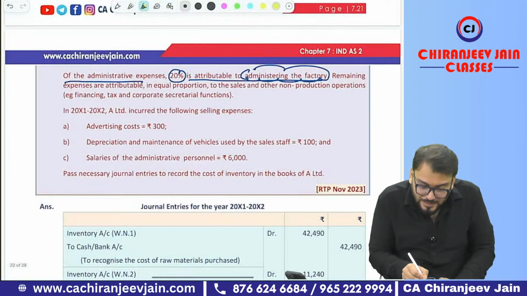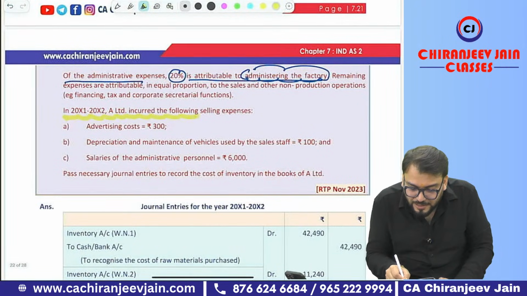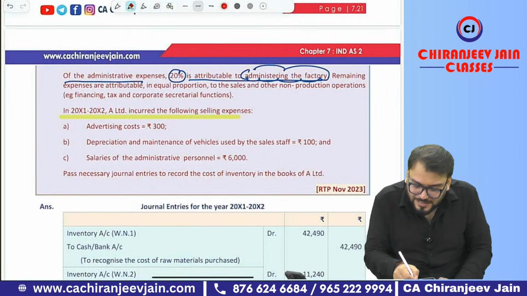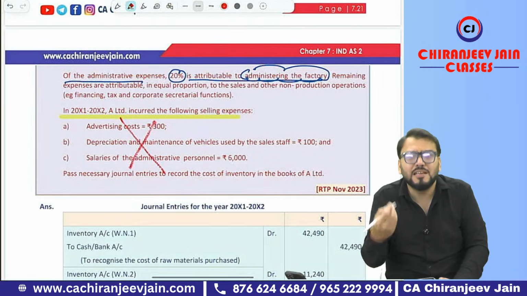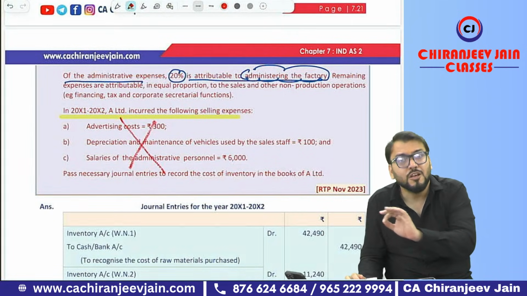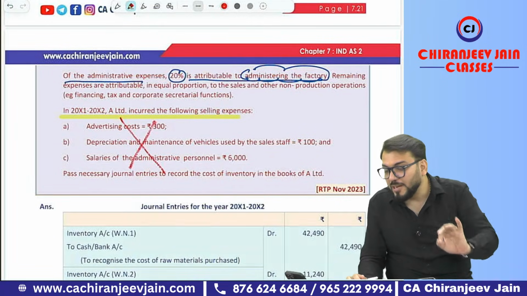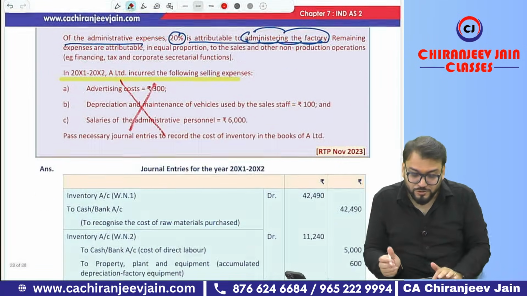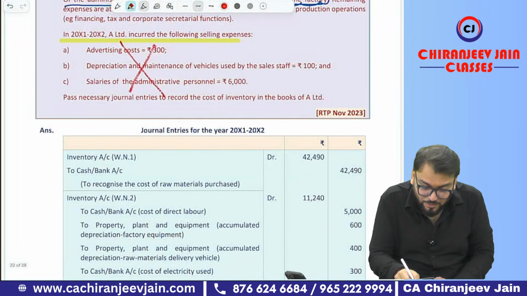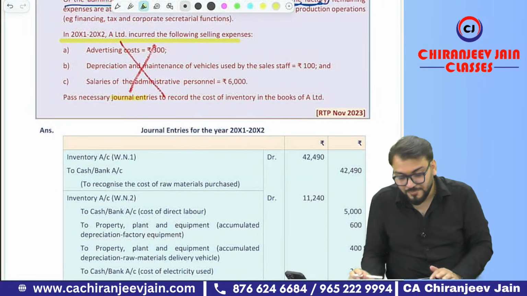Okay, sir. In 2001-2002, A Limited incurred the following selling expenses. Selling expense cannot be added; even though you are adding it, it will never be added. Selling and distribution overhead will never be added to the cost price of inventory. So this becomes a super question. But in this question, they have asked for a journal entry. Oh my God, journal entry.